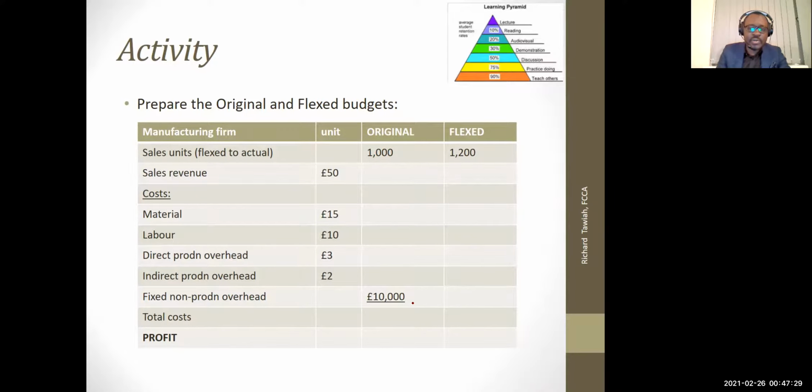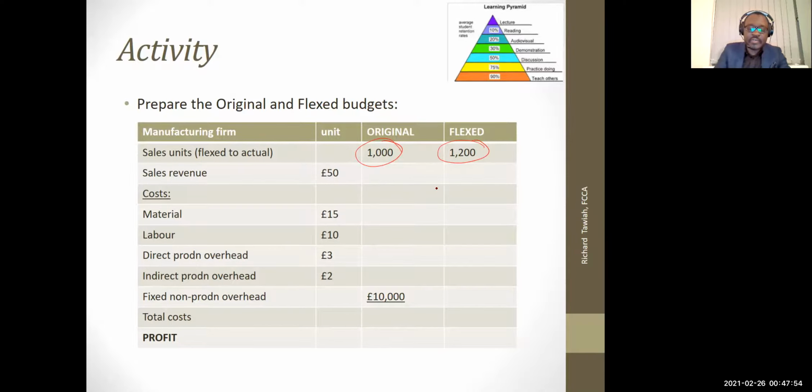Okay, so we have an example. Let's say prepared, original, and flexed. This is the original: 1,000 units to sell. But when we flex, we realize no. We are getting higher demand, okay? The competitors have left the system, so we can sell more. So we realize we can sell 1,200, an extra 200.